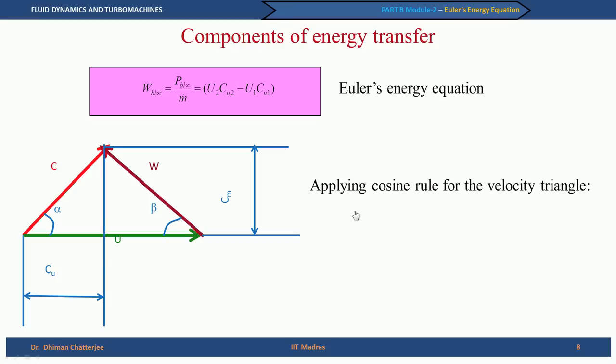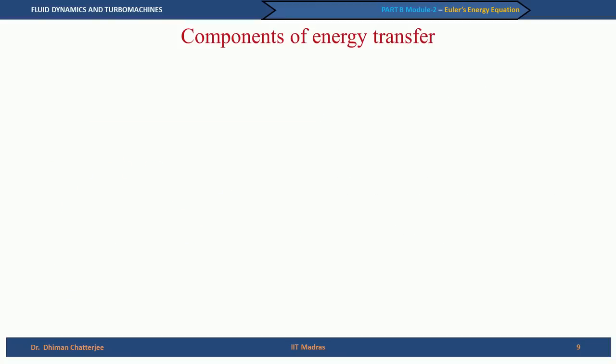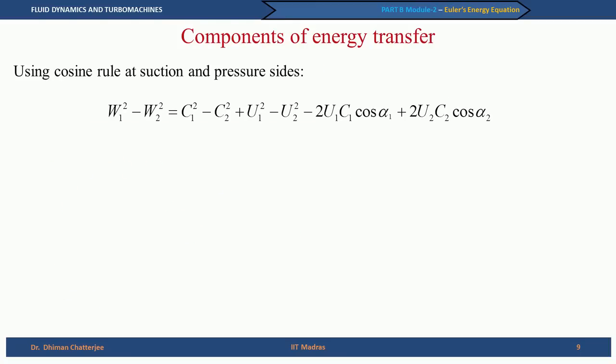Now, if we apply the cosine rule for the velocity triangle, we get that W square equals C square plus U square minus twice U C cos alpha. If I write W1 square minus W2 square for the two sides, the suction and the pressure sides, then we get that W1 square minus W2 square is nothing but C1 square minus C2 square plus U1 square minus U2 square minus twice U1 C1 cos alpha 1 plus twice U2 C2 cos alpha 2.